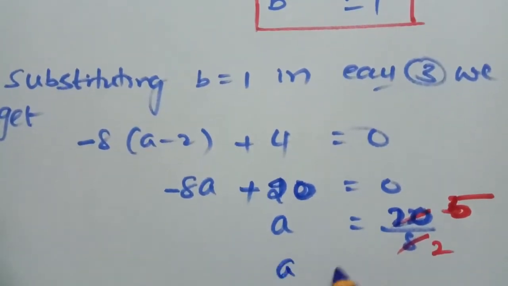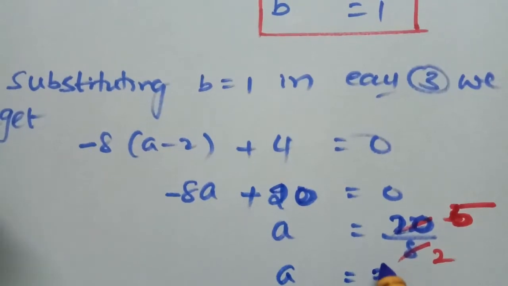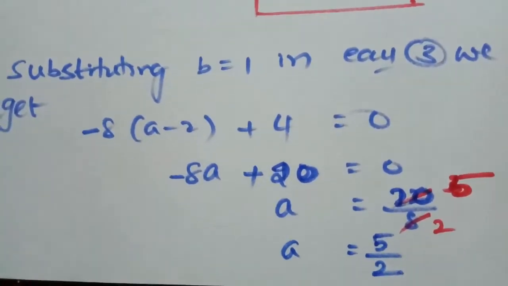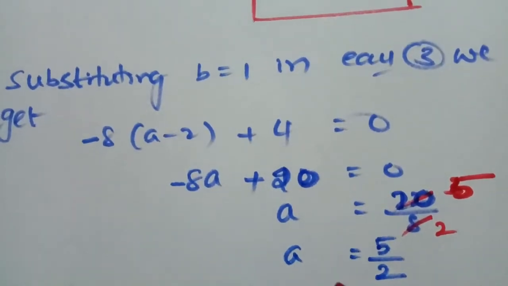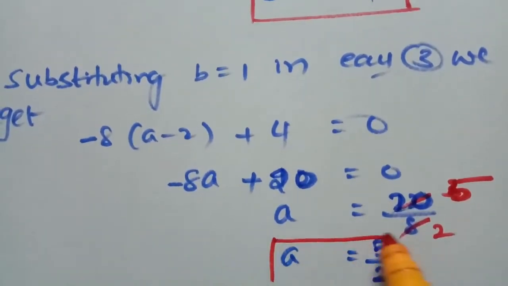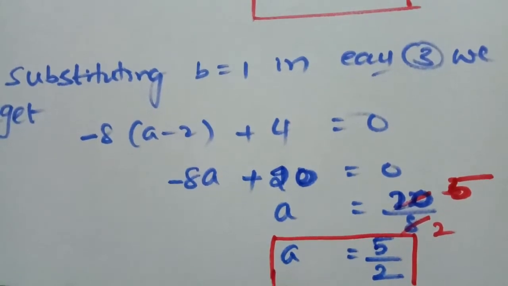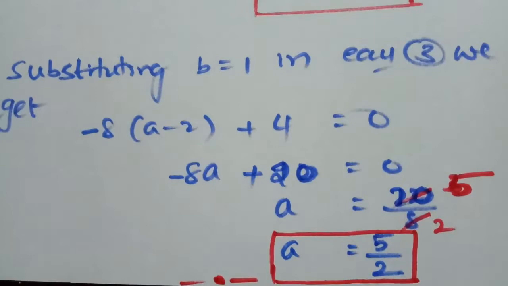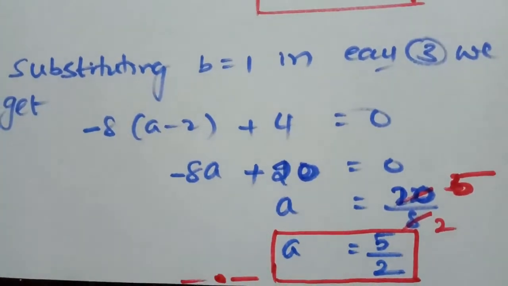A is equal to 5 by 2. This is our required answer. A is equal to 5 by 2 and b is equal to 1.